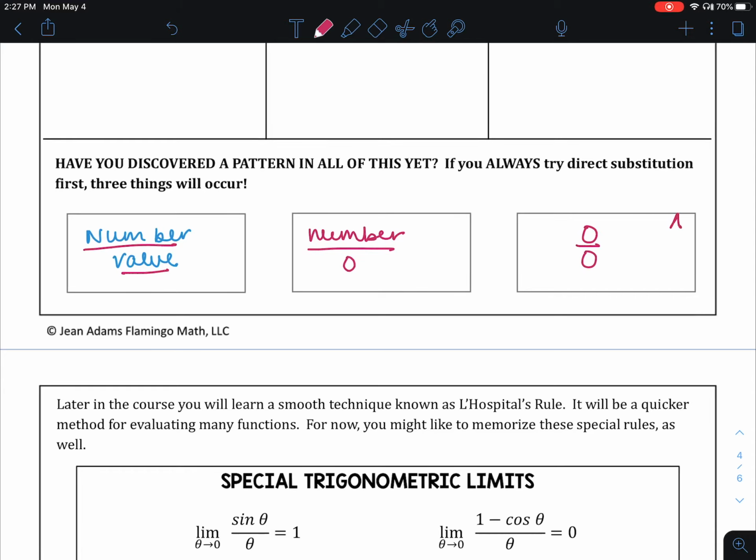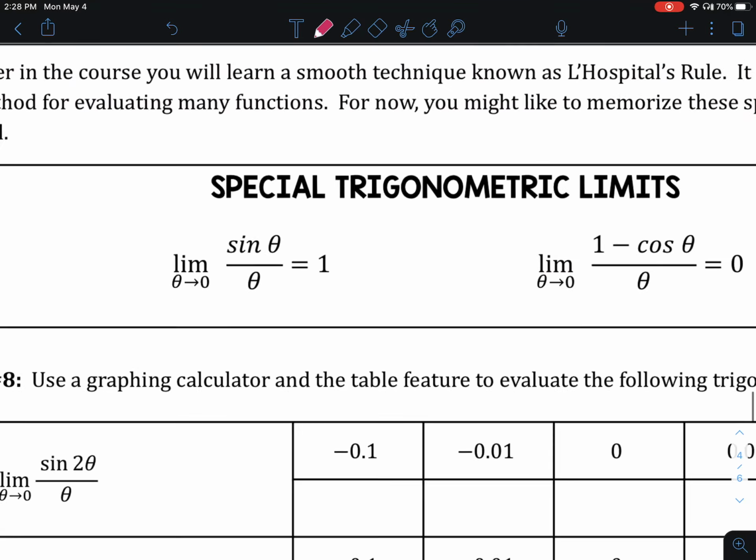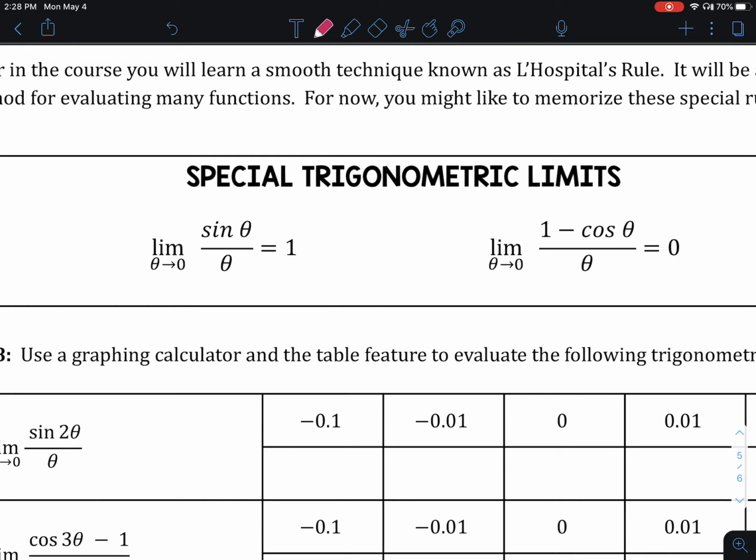And when we see in trig functions a number over 0 or 0 over 0, these are things that we might need to factor, cancel, rationalize, all of those skills that we've talked about before. And then finally, if none of those work, we look at the limits from the left and the right and see if they match.